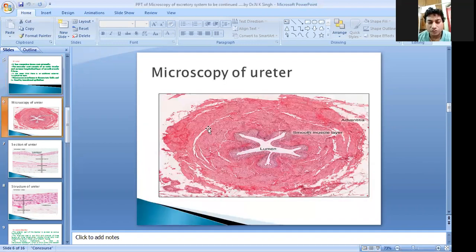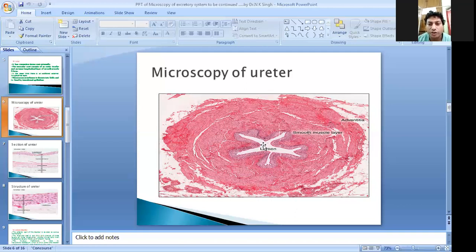Now you see, this is the microscopy of ureter. The entire part is the ureter, and this white portion is the cavity of the ureter, known as lumen, and it is surrounded from all sides by this epithelium. This epithelium is the transitional epithelium, and outside this layer is the tunica muscularis, which consists of an outer longitudinal and inner circular layer, and the peripheral covering is tunica adventitia. This is the peripheral covering, made up of tunica adventitia.